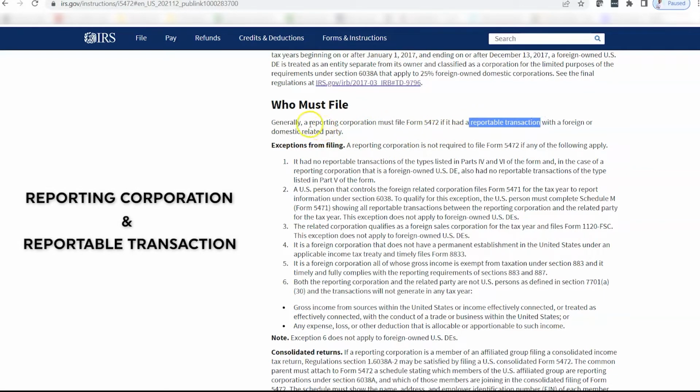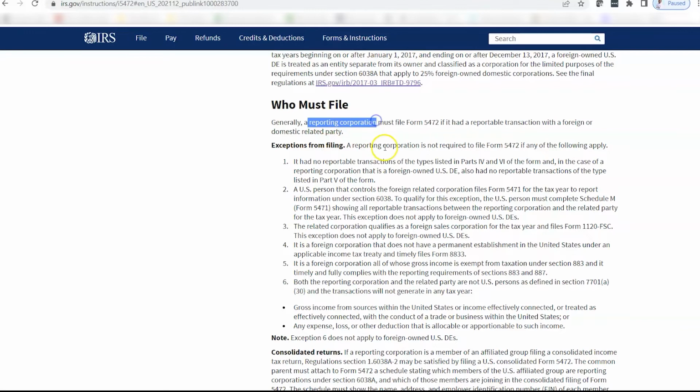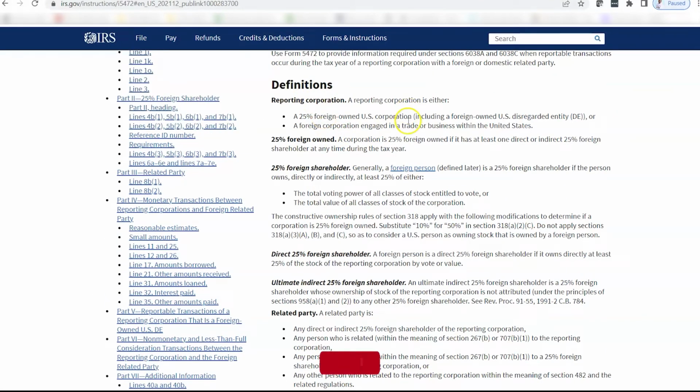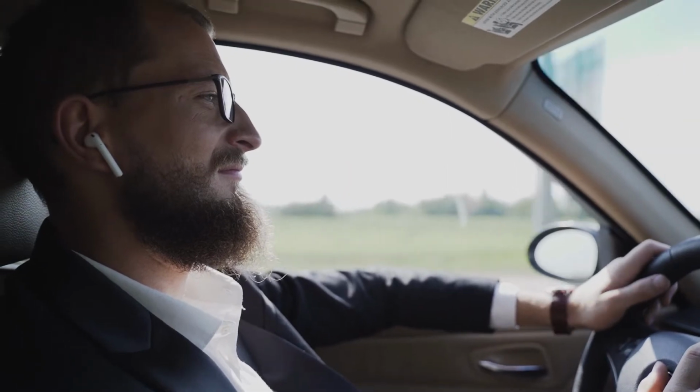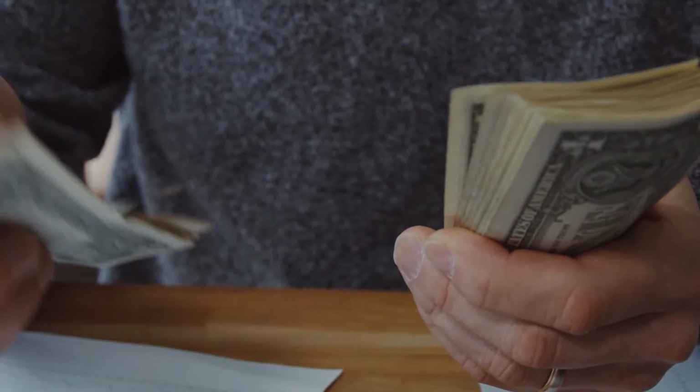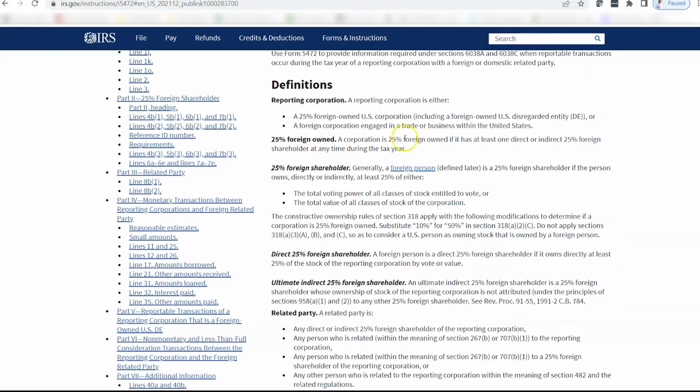So we're going to take a look at what is a reporting corporation. We go here and look at the definitions the IRS has provided on what is a reporting corporation. It says that a 25% foreign-owned U.S. corporation is a reporting corporation. So if you are a foreign person that has formed a U.S. corporation, and you own 25% or more, then your entity is a reporting corporation and needs to file 5472 if it has a reportable transaction.